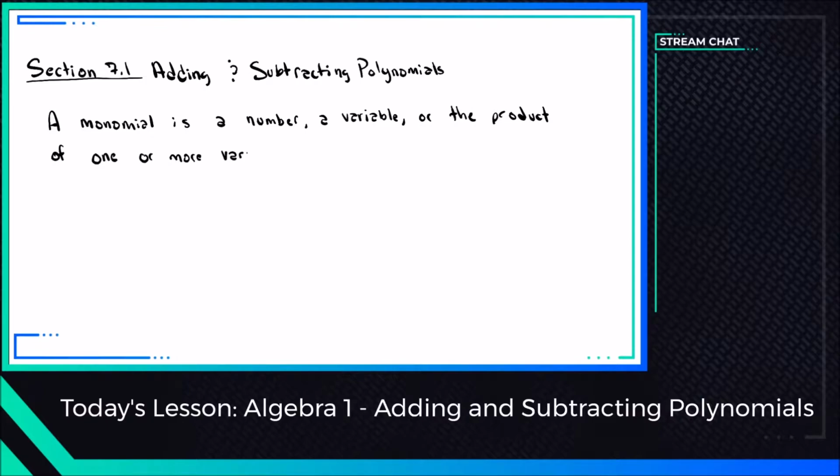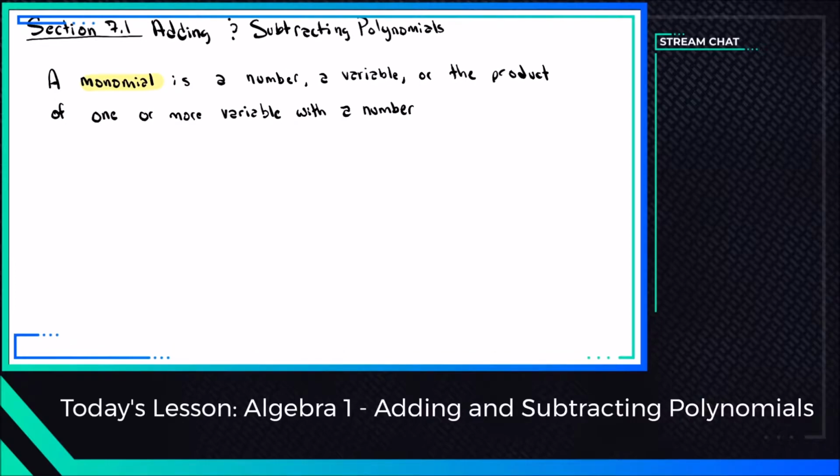So it's like a single term in a sentence, kind of. Like if you have an entire sentence, that's your polynomial. The singular word is going to be our monomial. So a monomial is a number, a variable, or the product, as in we're multiplying things together, of one or more variables with only one number. And that is a monomial.